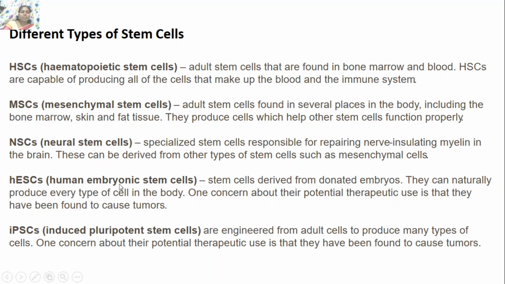Then human embryonic stem cells: the stem cells are derived from donated embryos. They can naturally produce every type of cell in the body. One concern about their potential therapeutic use is that they have been found to cause tumors. And induced pluripotent stem cells are engineered from adult cells to produce many types of cells. One concern about their potential therapeutic use is that they have been found to cause tumors.